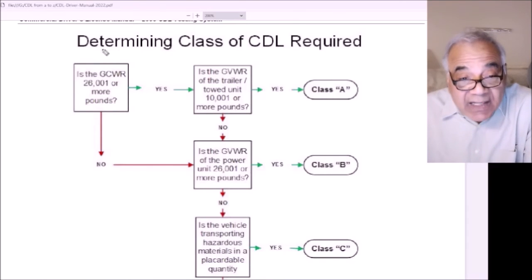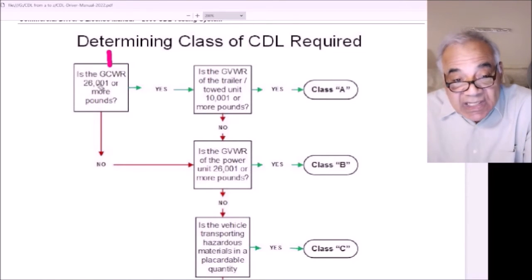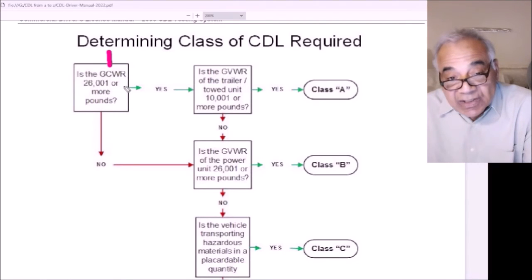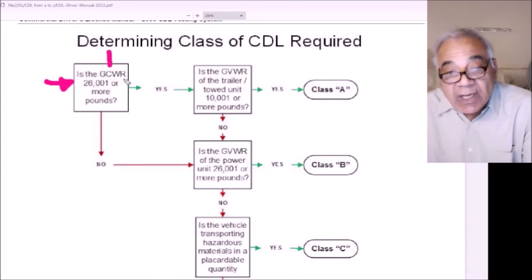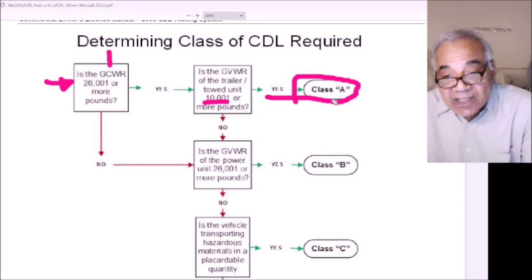If you have a combined vehicle, if it is 26,000 or more pounds, yes, if it is over, you have another two conditions. The first condition here is that you are over 26,000, the combined weight. Here, if the trailer is over 10,000, then you need a Class A license. So to get a Class A license, you have to have a combined trailer and a tractor, or two units. Both of them are over 26,000, and the trailer must be over 10,000. You must have a Class A.